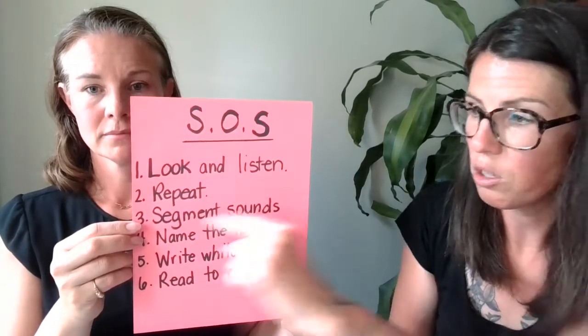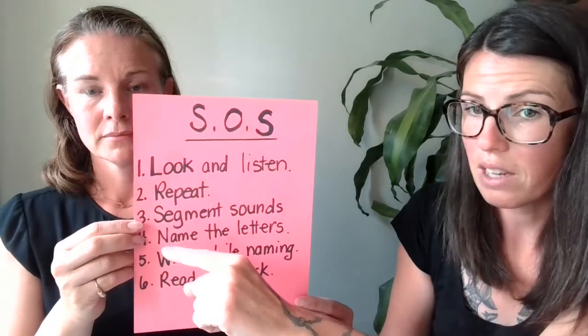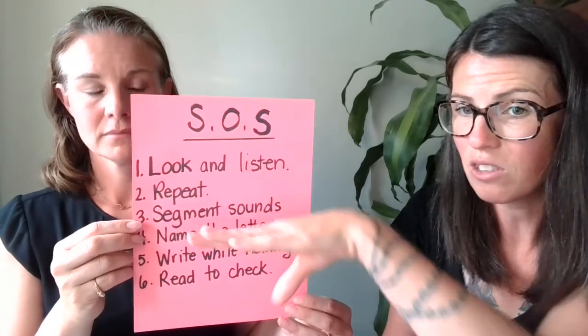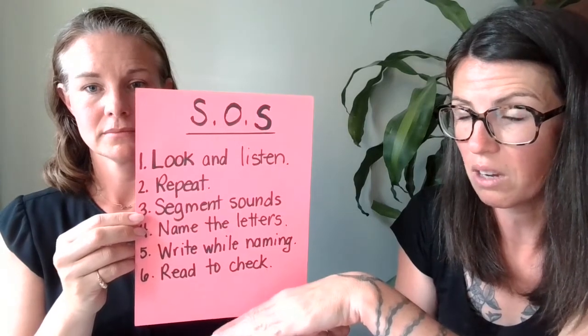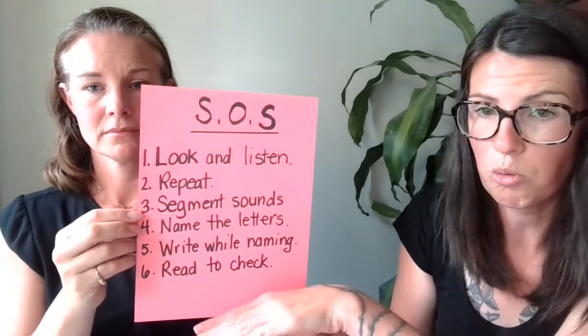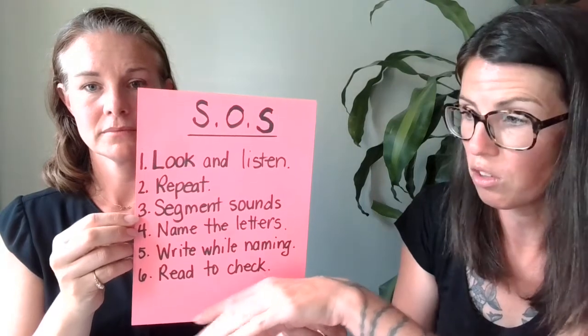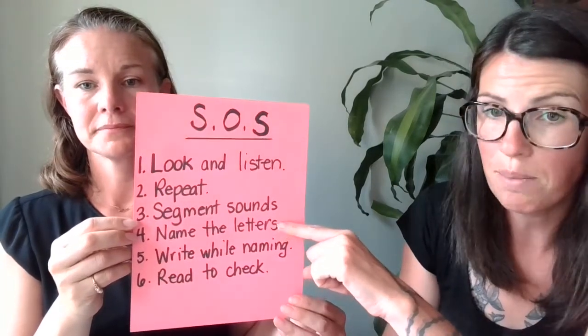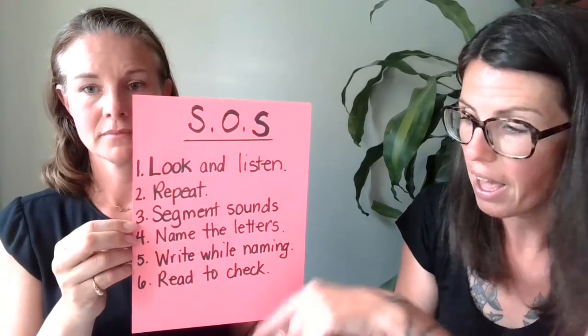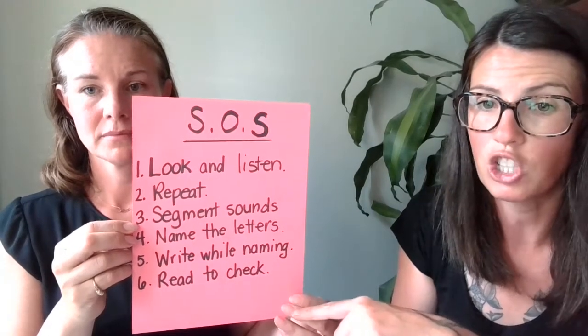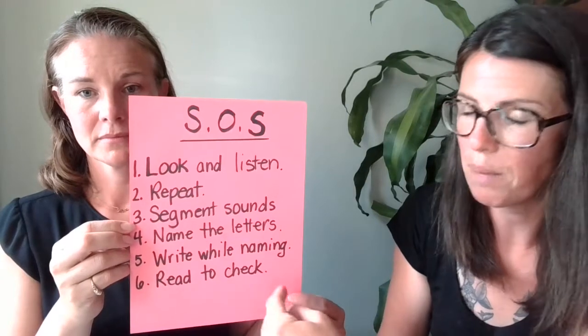This is a really critical step because if she's not hearing all the sounds, we have to stop and we can't go on to the next steps, because she's missed some of the sounds. The next steps won't be successful if she doesn't know the sounds in the word. So then she's going to name the letters. She's going to write the letters down while naming them, and then she's going to read it back herself to check.